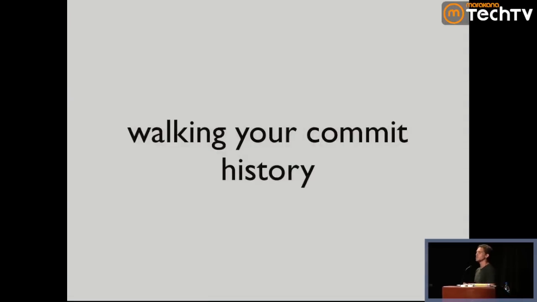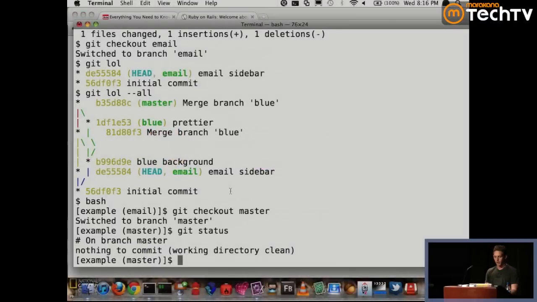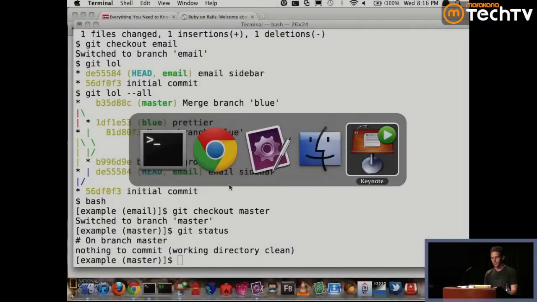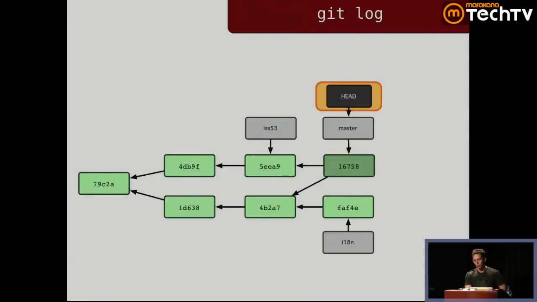Git log walks your commit history, so you can actually look at this history. When you saw me do git lol before, that is an alias, and I'll show you what that does right now. If you say git log, it's exactly the same as git log HEAD. It assumes this is my starting point, and I'm going to walk the history, showing you every commit I can reach from HEAD down.